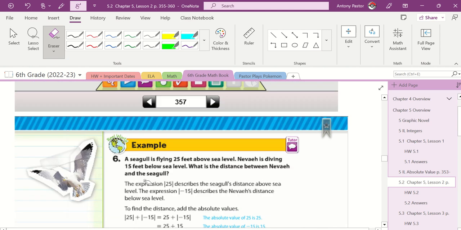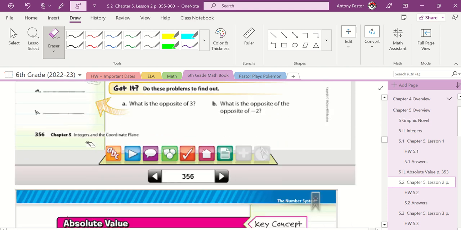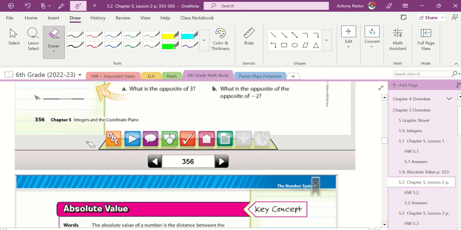So, moving back to opposites. The opposite of 3 would be just -3. We just add the negative. And the opposite of -2, we'd get rid of the negative and it would just be 2. So again, opposites are just going to be the other version of the number on a number line.